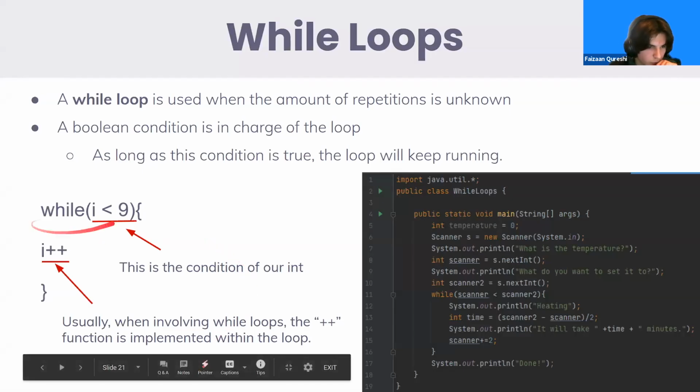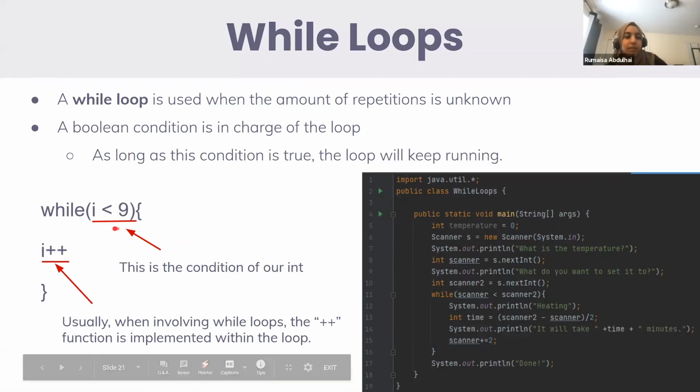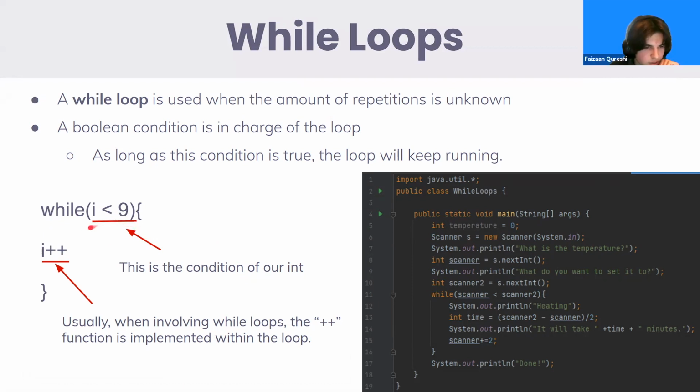All right, so for while loops, inside of these parentheses, we're going to deal with a statement like an inequality. And what we're looking for is whether it's true or false. Let's say I is equal to 0. Is 0 less than 9? Yes, it is. So it's going to run whatever is in the curly brackets because this statement is true.